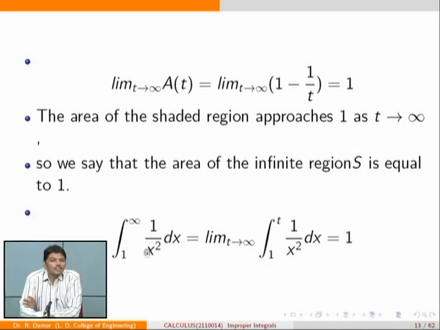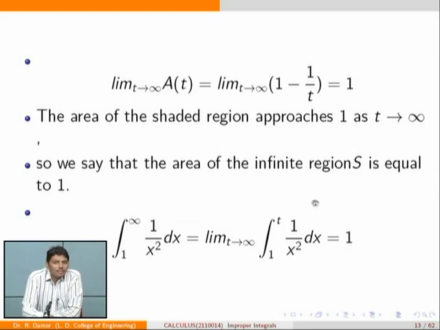So the area bounded by this curve from the right hand side of x equal to 1, with the upper limit tending to infinity, can be written as the integral from 1 to infinity of 1 upon x square dx. How do I write this? I can take the limit t tends to infinity and change the upper limit to t. So the lower limit is 1, and this will be converted into the limit t tends to infinity of the integral from 1 to t of 1 upon x square dx.